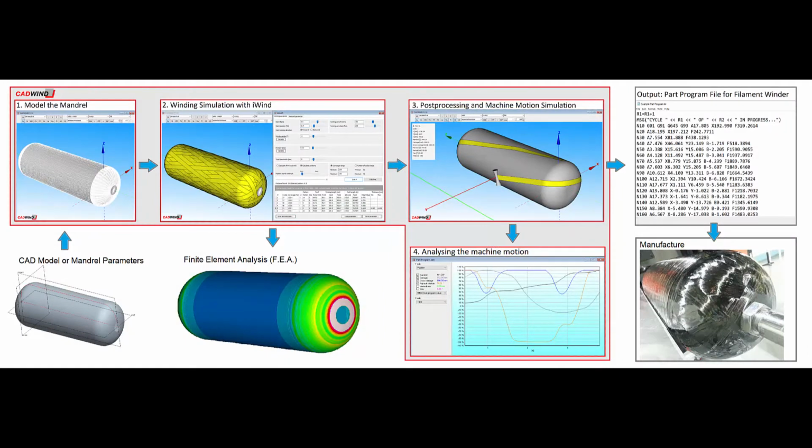This flowchart shows the basic steps in using CADWIND: creating the mandrel model, defining the winding parameters, simulating the machine movements, and making the part program to be sent to the winding machine for manufacture. CADWIND can also create data for structural or thermal calculations by finite element analysis, often called FEA. Lastly, the machine movements can be graphed in CADWIND to check that they will be smooth, fast, and trouble-free.